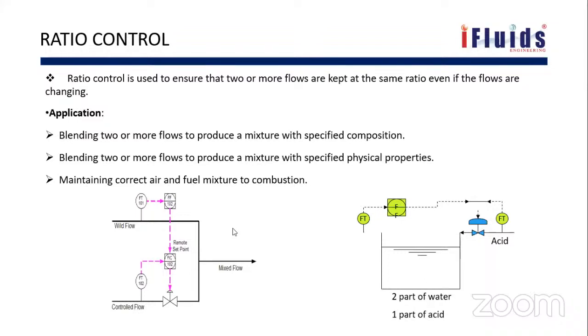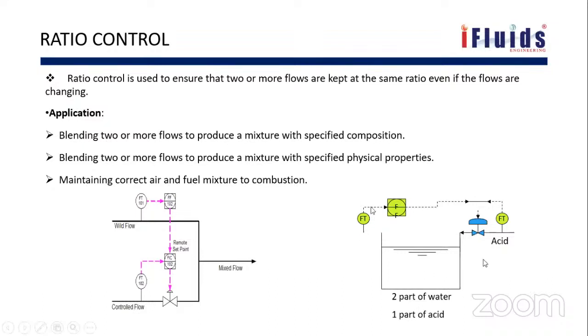Another control type is ratio control. Ratio control, as the name says, controls the ratio of flow. It is basically used when two or more fluids are added to the process, or for maintaining a correct air to fuel ratio for complete combustion, where two or more fluids are used and a ratio of fluid is to be maintained.